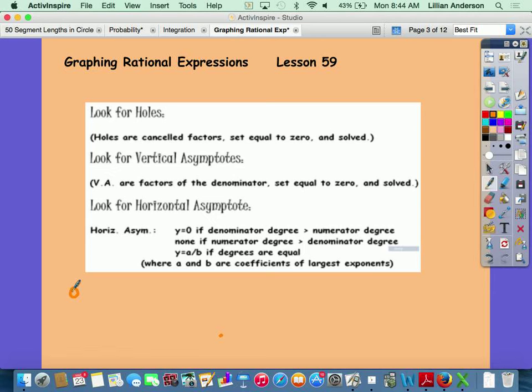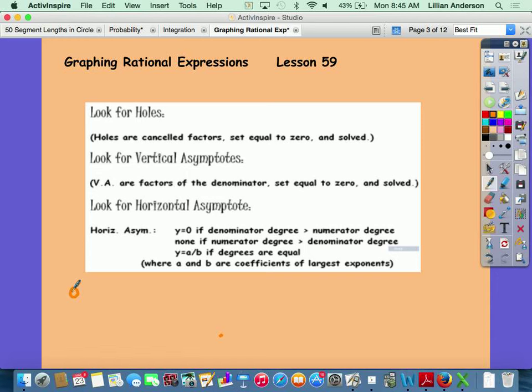Alright? Vertical asymptotes, abbreviated with a VA, are factors of the denominator set equal to 0. This is after you've canceled out. Okay? Vertical asymptotes, we talked about asymptotes before. What are they? A line that what? Can cross or touch. Okay? So, these are your factors in your denominator when you set equal to 0 and solve. After you canceled out those remaining denominators.